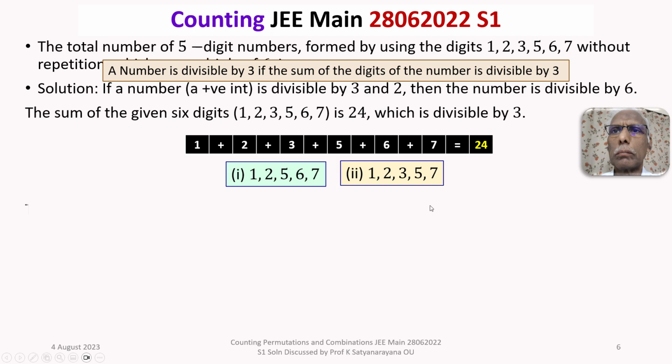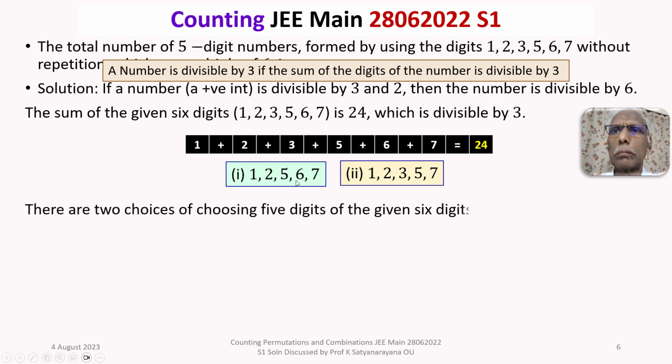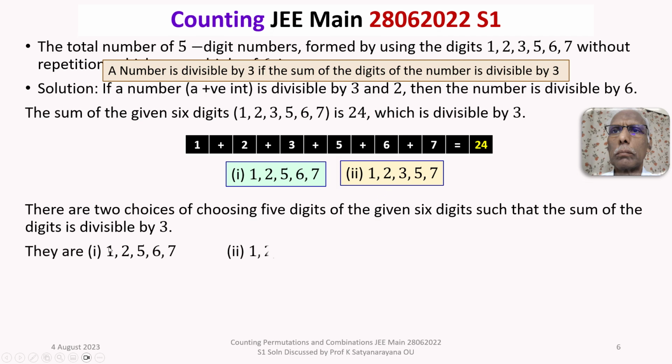So there are 2 choices of choosing 5 digits of the given 6 digits such that the sum of those 5 digits is divisible by 3. And what are the two choices? The first choice is 1, 2, 5, 6, 7. The second choice is 1, 2, 3, 5, 7.